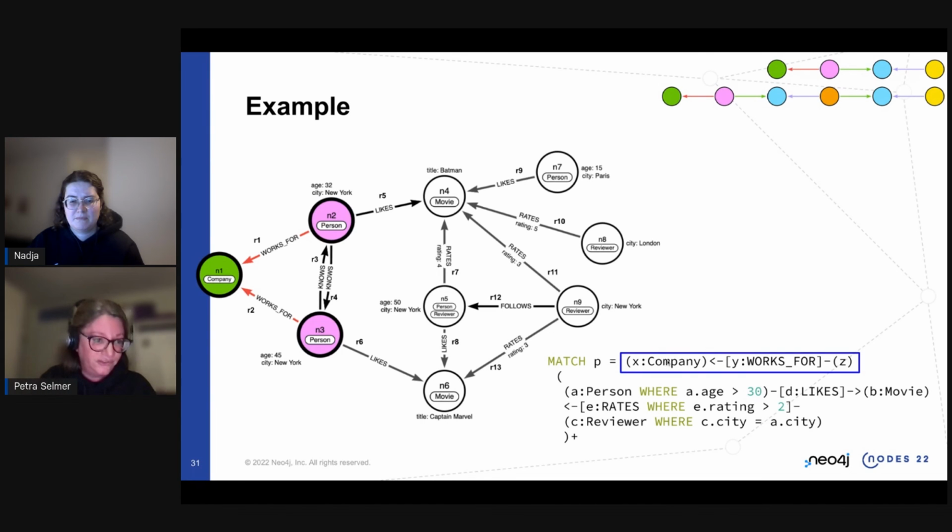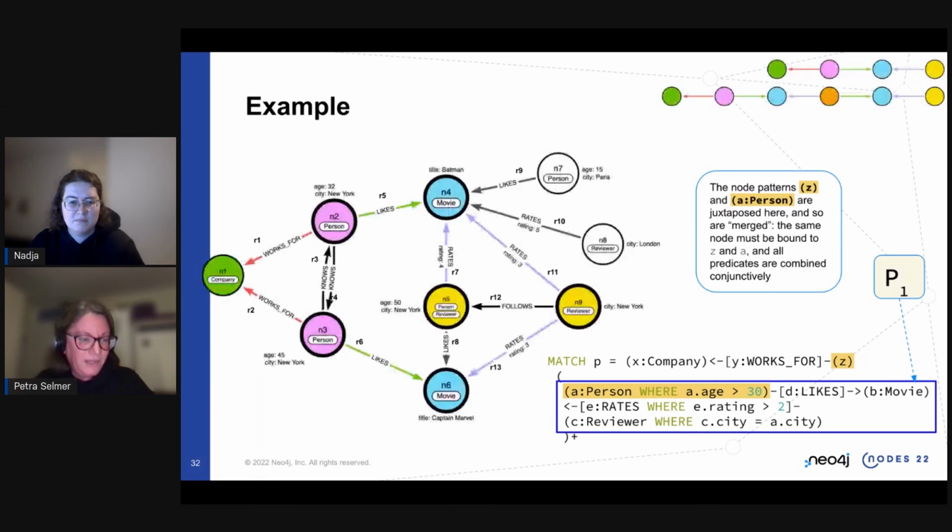First of all, let's start with matching the fixed subpath pattern: going from X, which is some company, through a WORKS_FOR edge, to some node Z. At this moment, Z doesn't have any predicates on it, so it could be any node. But in this particular graph, this is what is matched, and that effectively corresponds to this part of the motif setup here.